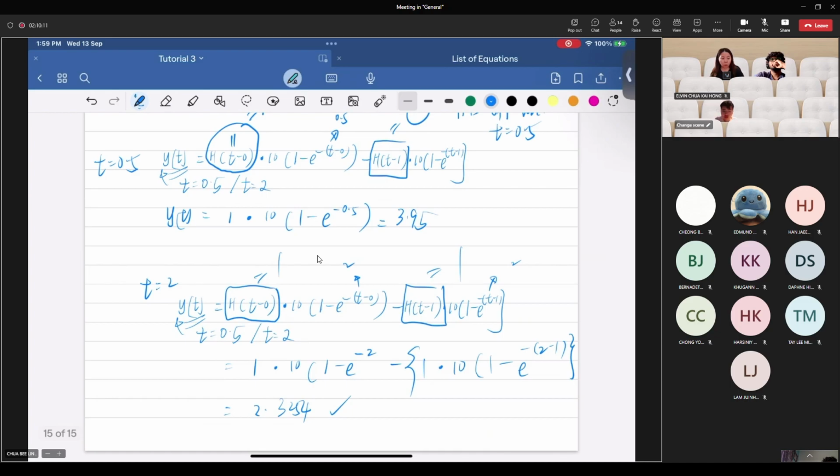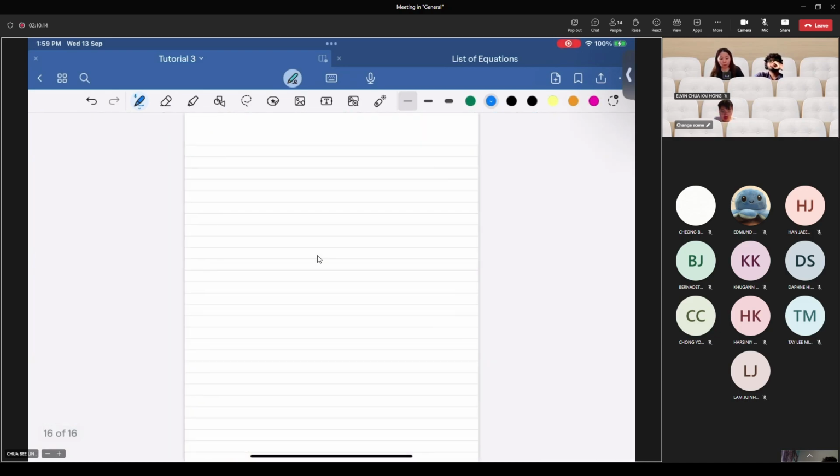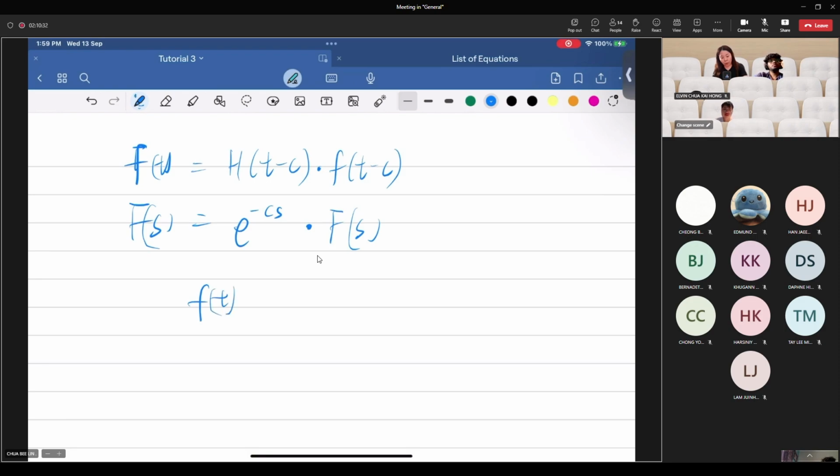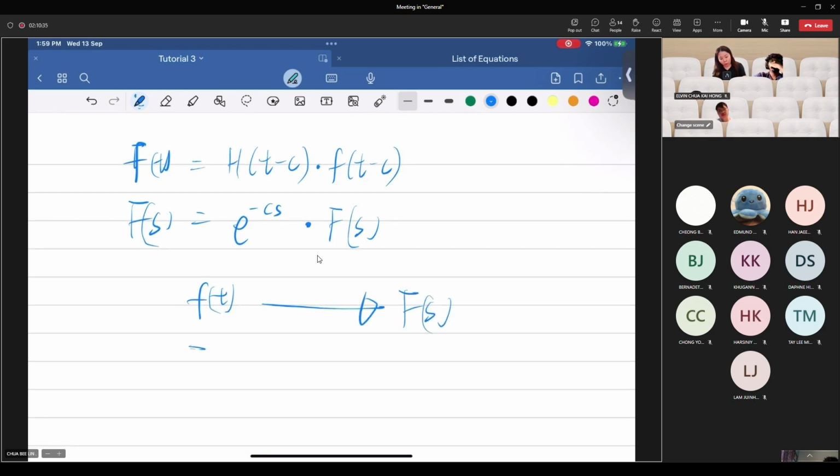So as a conclusion, what is your Heaviside? Your Heaviside f(t) is h(t minus c) times f(t minus c). Your F(s) is e to the negative cs times F(s). You need to know how to go this way and how to get back. With this example, practice a few times, you will feel better. You already learned the harder one in your Maths 2. We only pick the function of t, which is a number, to be applied in this module. So it should be okay. That's all for today.